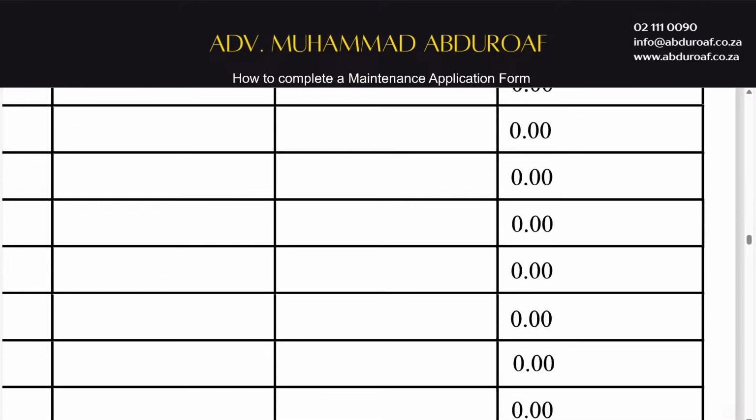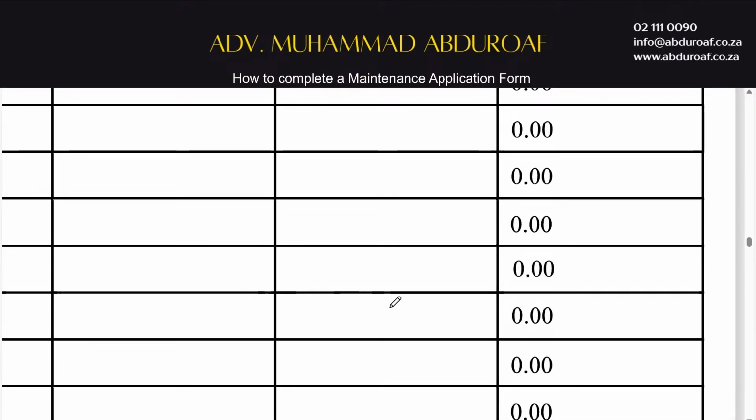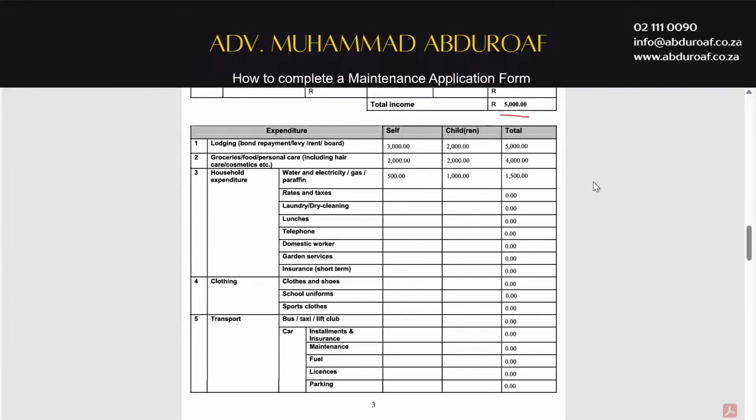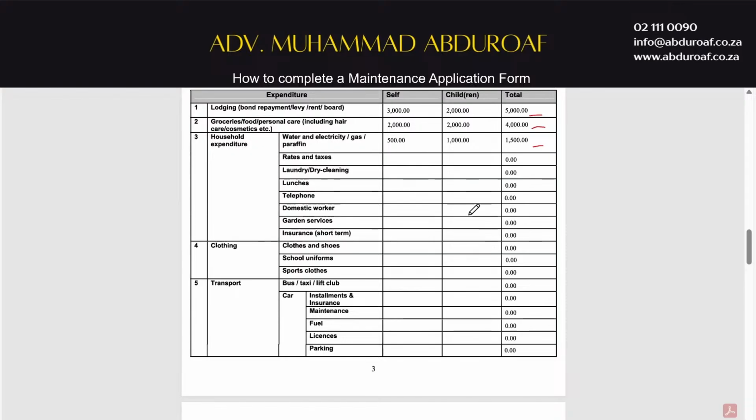Remember, this is fictitious. What happened there? Then we go further on this form, start completing it. We look at items, for example, lodging. So here we have 5,000, 4,000 for groceries, and then various other household expenditures as well.